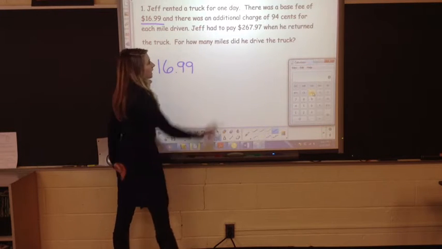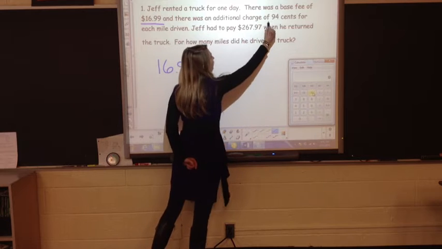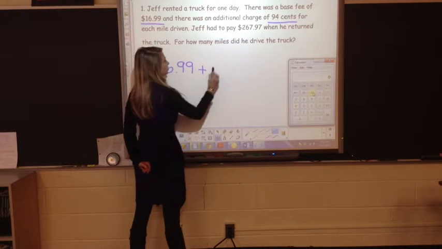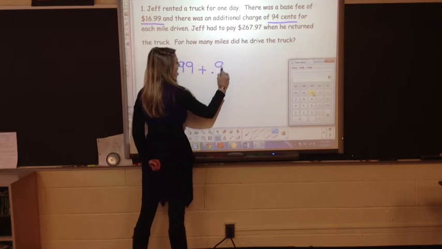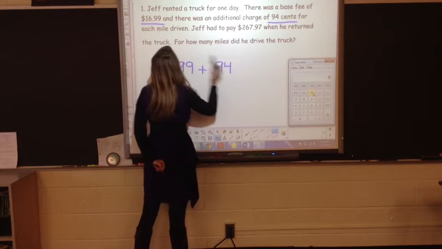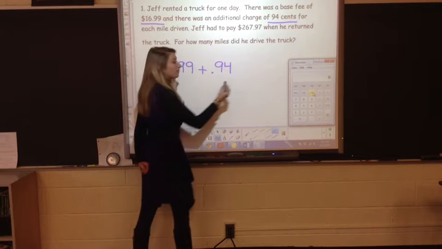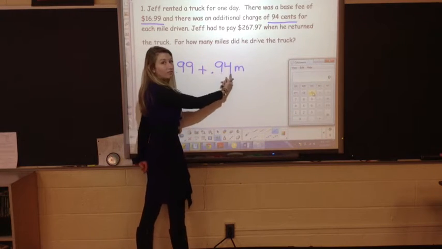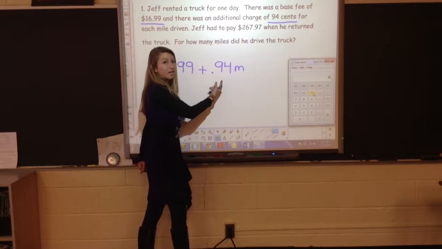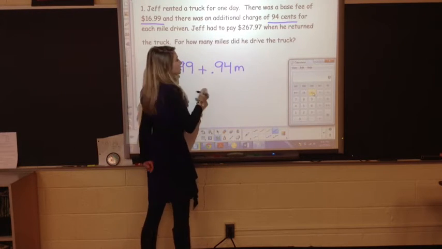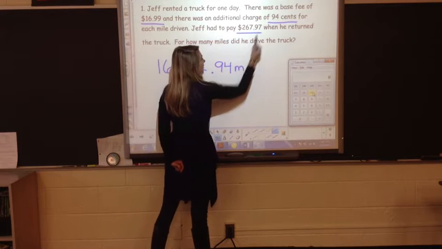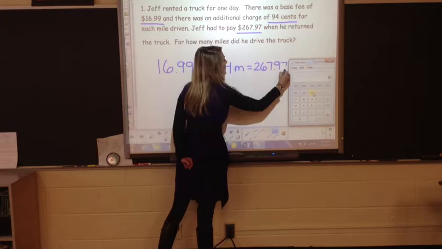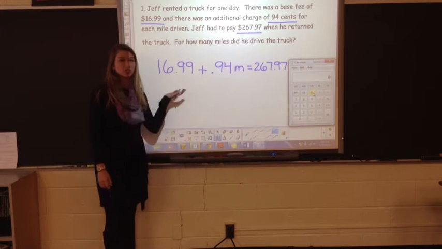He also had to pay an additional charge of 94 cents per each mile driven. So we are going to add 0.94 times each mile driven. I'm going to use the variable M. I would also like to note here that this is 0.94 because it is cents. It is not a full dollar. So you need to work on conversions. And altogether he paid $267.97. So this is our equation to start out.